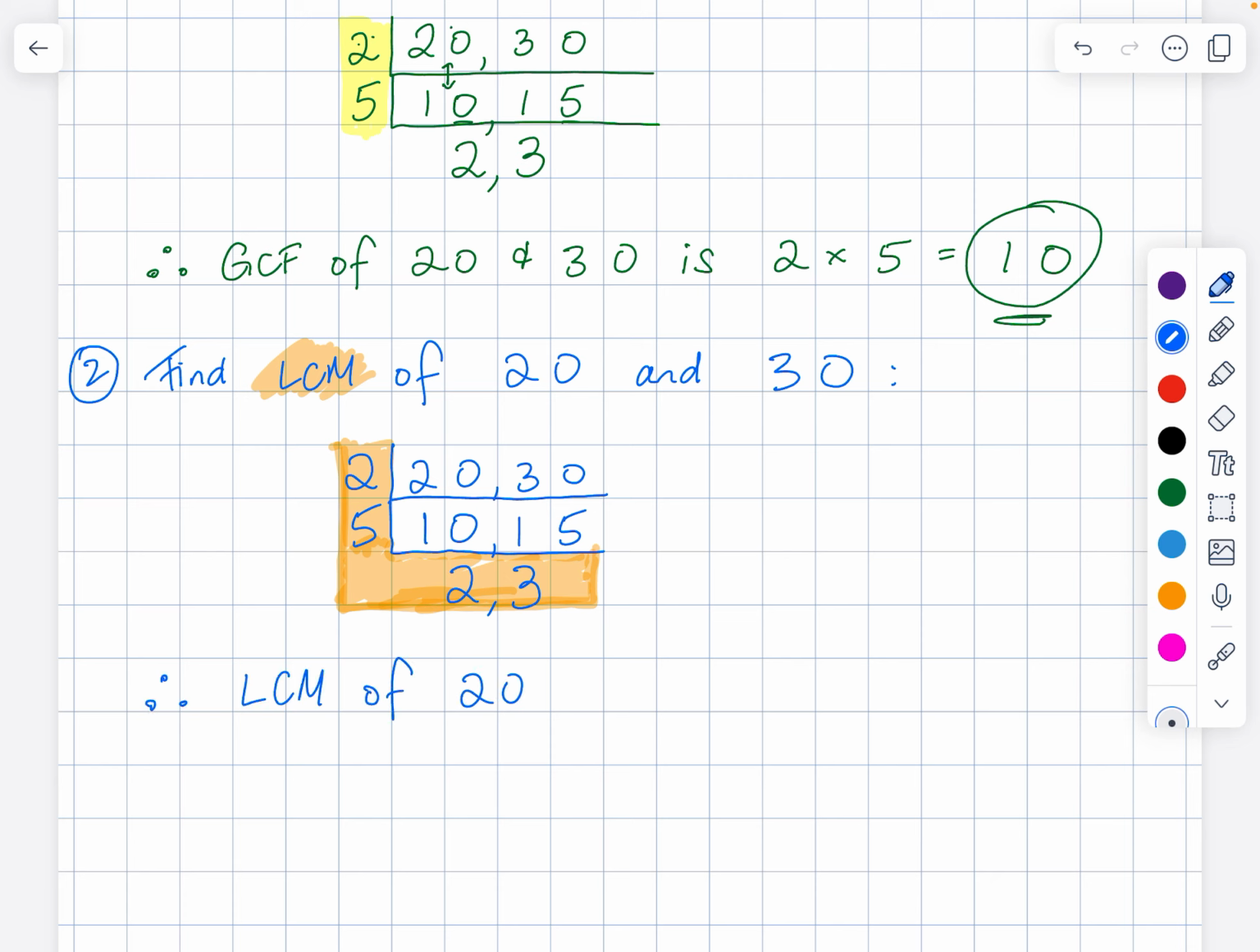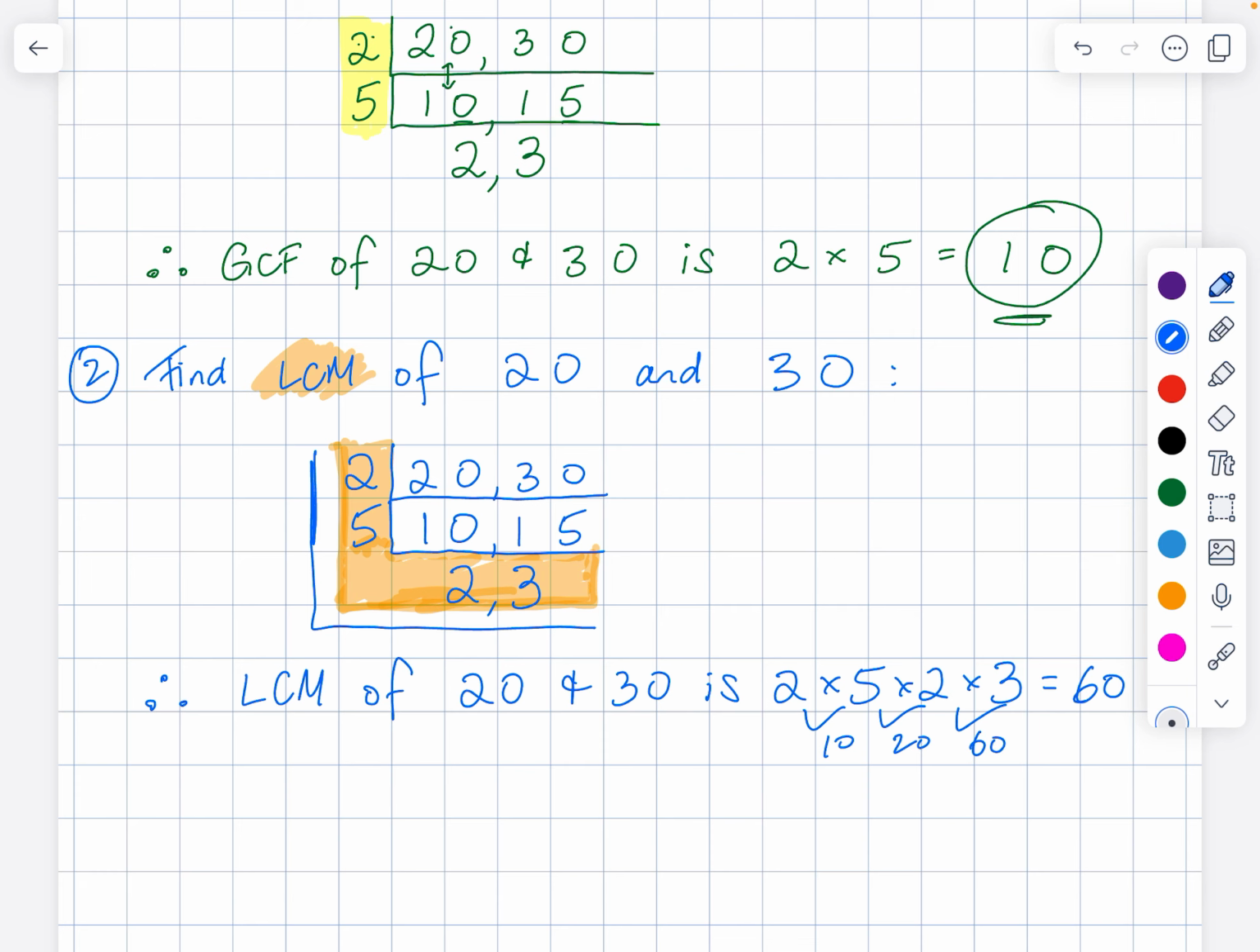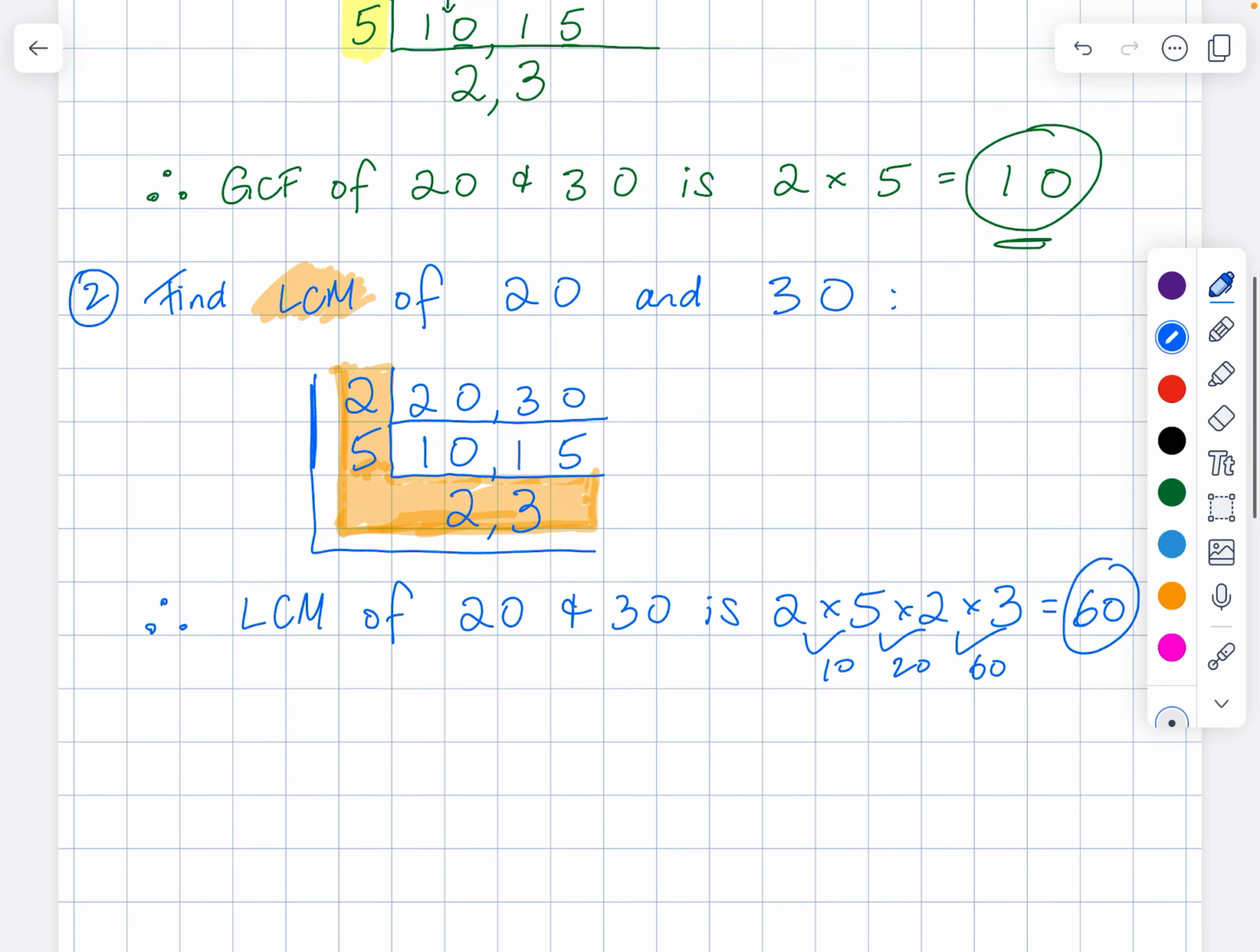So the LCM, which again, we've already done the work for up there, therefore, the LCM of 20 and 30 is going to be 2 times 5, which is these numbers here. And then you're also going to take the ones on the bottom, times 2 times 3. So I know 2 times 5 is 10, times 2 is 20, times 3 is 60. Okay, so the LCM of 20 and 30 is 60.